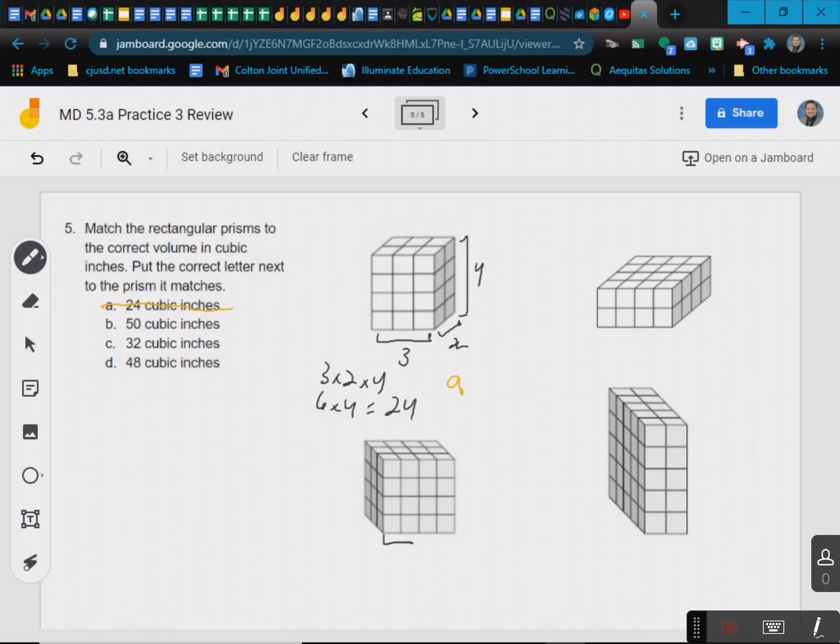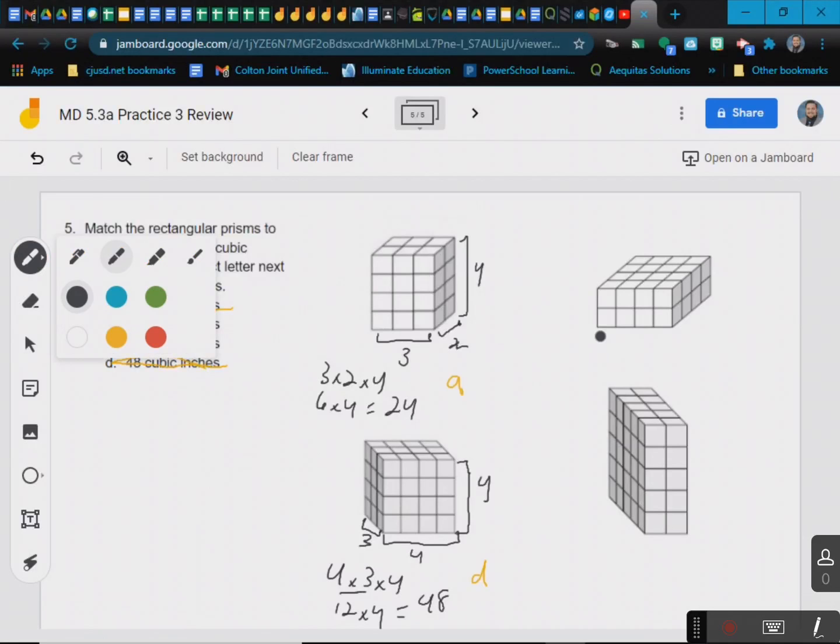Here, I see this is 4 across, 4 as my height, and my width over here is going to be 3. So 4 times 3 times 4, or 12 times 4. See how I did 4 times 3 here? 12 times 4, which is 48. Which one of these is 48? D. So my answer here is D. I'm just going to cross that one out now.